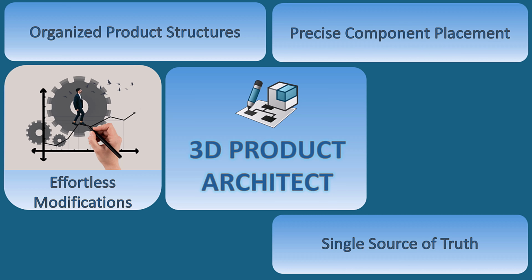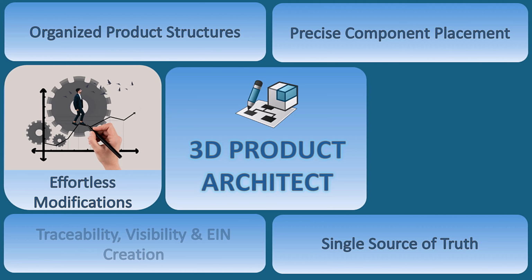Precise component placement. Tools like the triad manipulator enable accurate positioning, rotation, and alignment within any assembly hierarchy. Traceability, visibility, and EIN creation. Every part and change is linked to the BOM with engineering item numbers automatically created for new components. All updates, change actions, and requests can be tracked effortlessly.